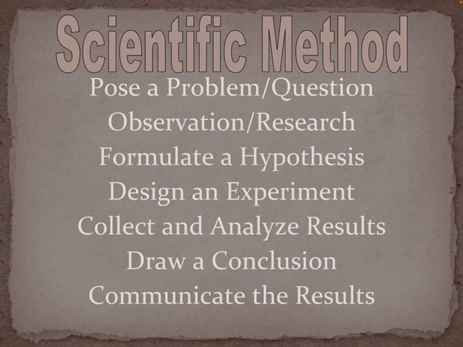So the scientific method has a bunch of different steps. First being pose a problem or a question. You'd also then observe and research. You formulate a hypothesis, design your experiment, collect and analyze results, draw a conclusion, and communicate those results. So we're going to talk about all of those in a moment.